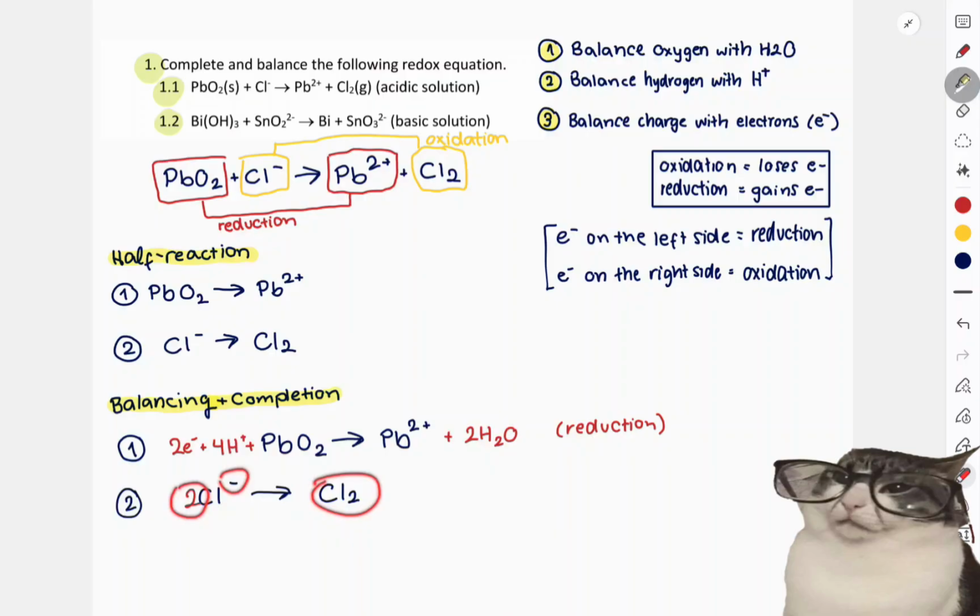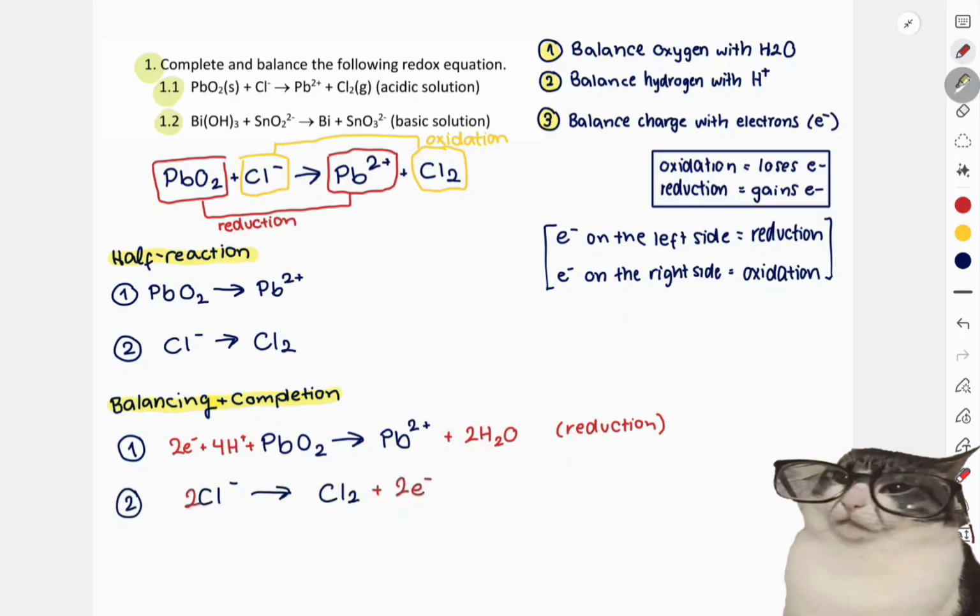So each chloride has a charge of -1. So that would mean that the charge on the left side of the equation would be -2 because we have 2 molecules or 2 ions of chloride. And on the other side of the equation, we have an overall charge of 0. So how can we balance the charges? Well, we can add 2 electrons on the right side of the equation.